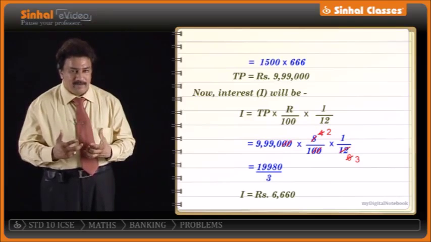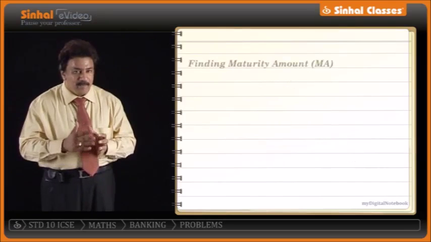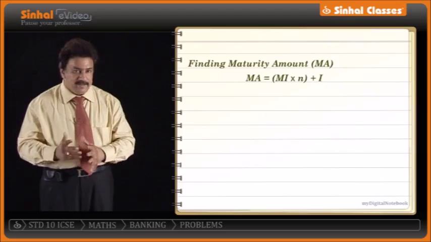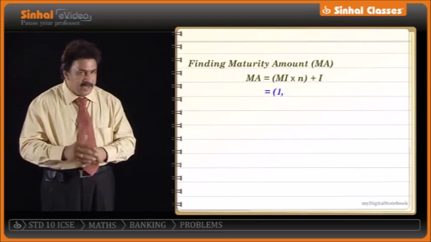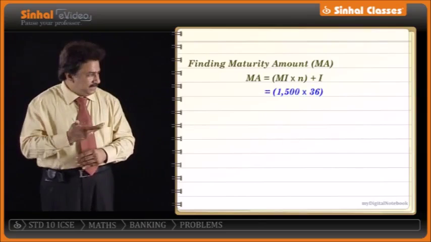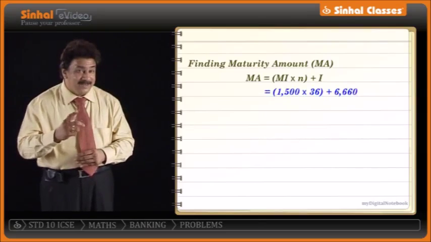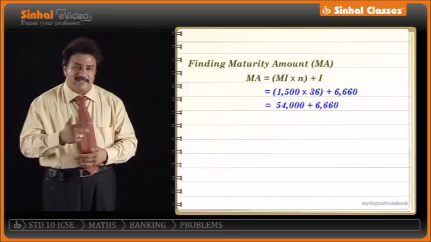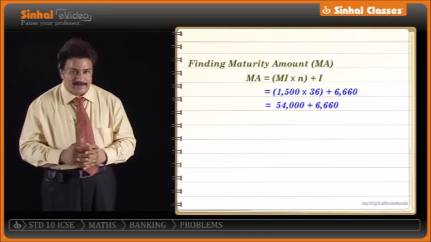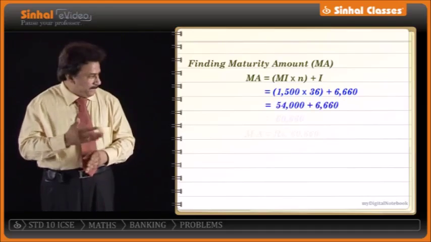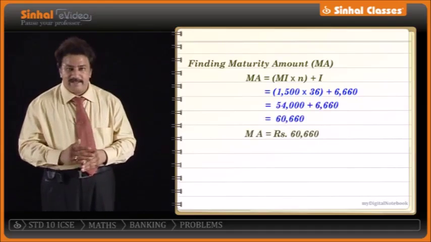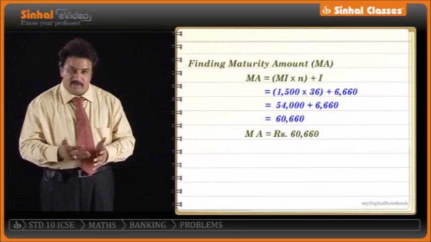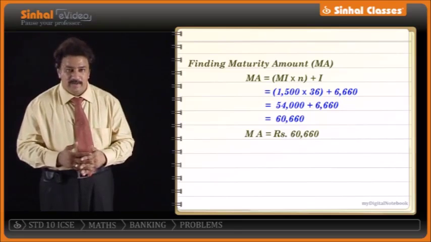The final part is what? Finding the maturity amount. Maturity amount is equal to monthly installment into number of months plus interest. That is 1,500 into 36 plus 6,660 rupees. That is 54,000 plus 6,660 rupees, which further gives me 60,660. Now 60,660 is nothing but the maturity amount. This was required in the question to be found out, and we have done so.